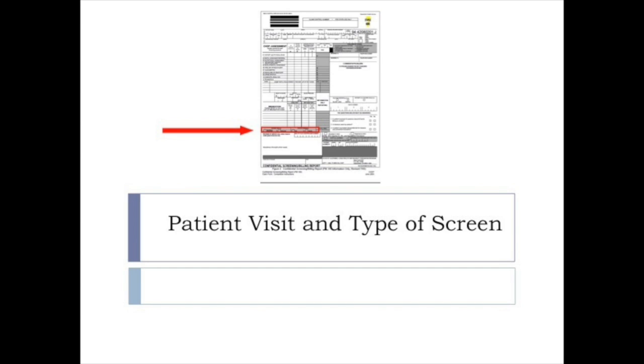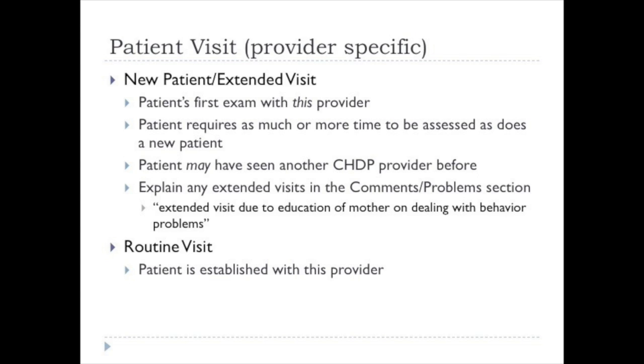Now take a look right below the immunization section. There are 4 boxes: new patient, routine visit, initial screening, and periodic screening. If you check New Patient or Extended Visit, this means that this is this patient's first exam with you, or that this patient requires as much time to assess as does a new patient. If you check Routine Visit, it means that this client is already an established patient in your office. You must check one of these two boxes.